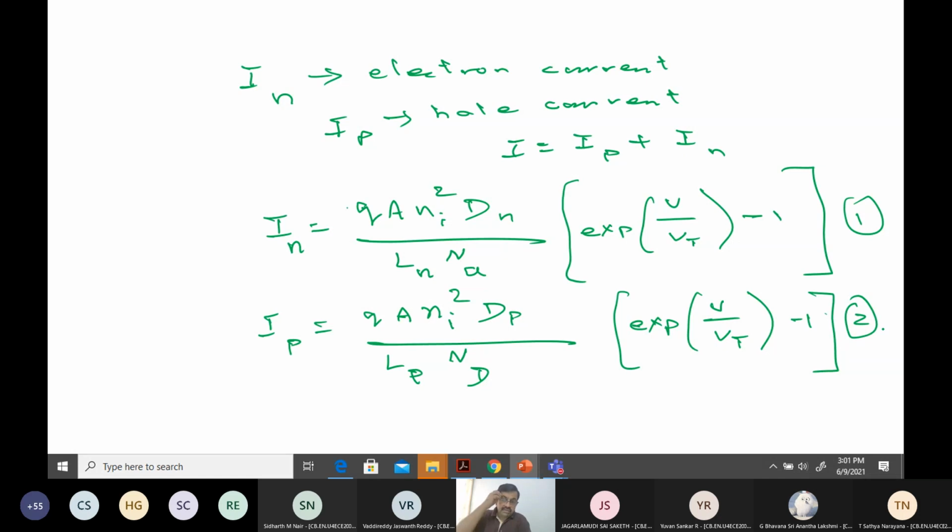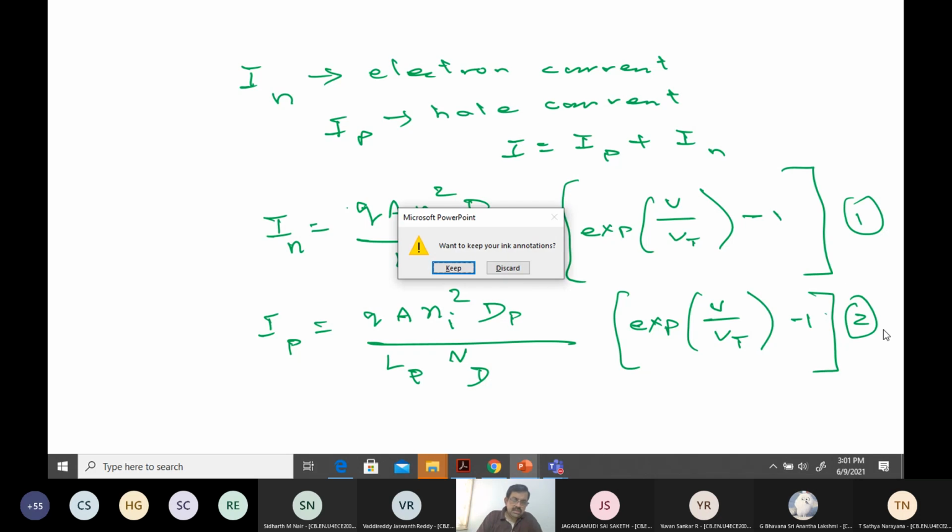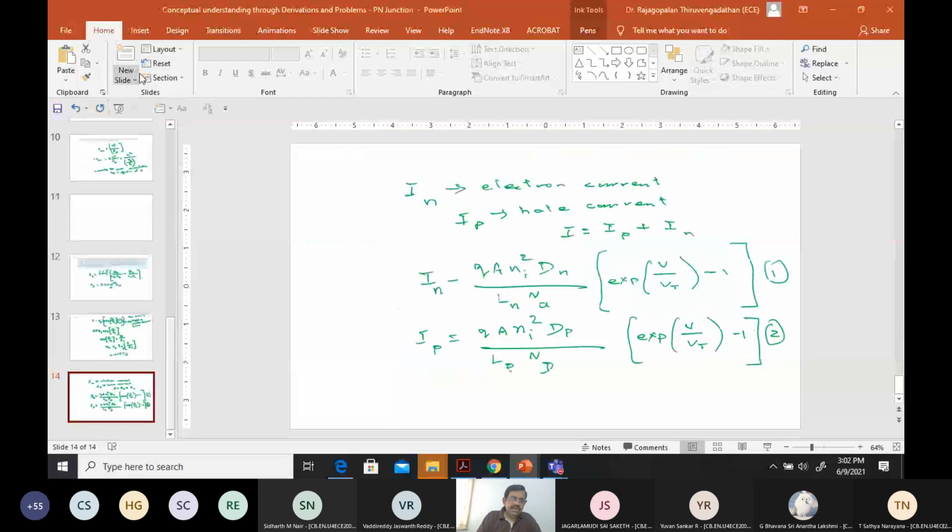Now when I divide equation 2 by equation 1, the entire exponential term will be gone, leaving only the rest. You can see A is gone, Q is gone, Ni square is gone. So I will have an expression of this sort. Please pay attention. I will straight away write it in a minute and then we are done.